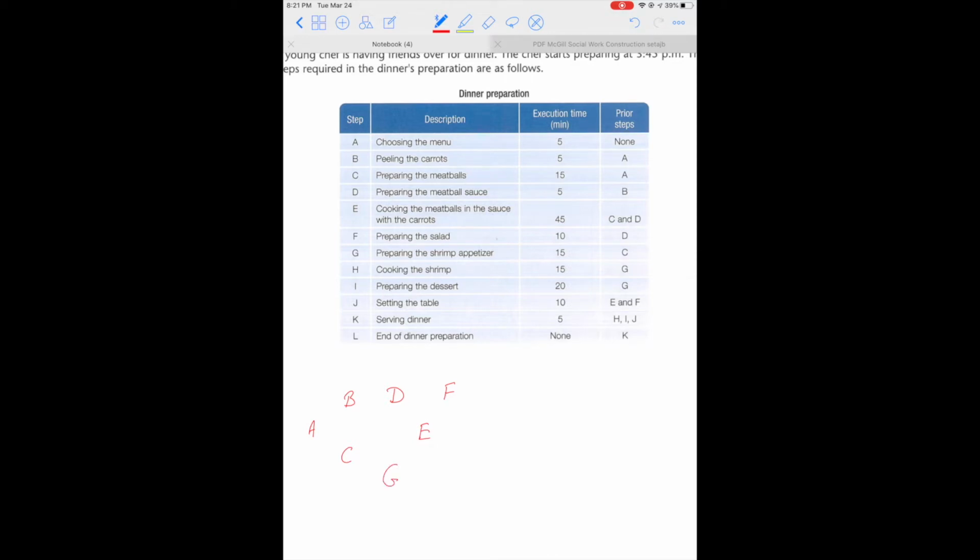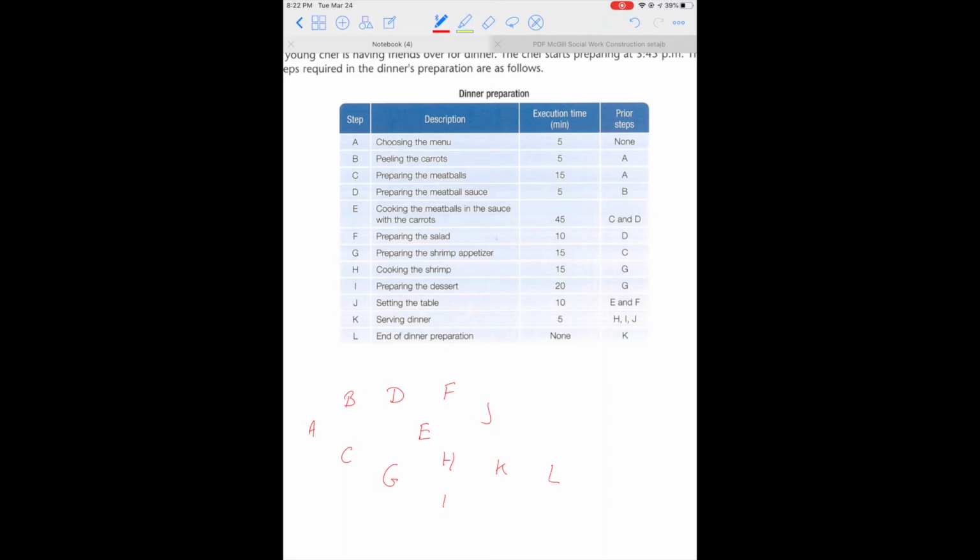Then we have H, which has G as a prior step, but also I has G as a prior step. So I'm going to put the H here and the I here. J has both E and F as a prior step. So I'm going to put J in between the E and the F. Then K has H, I, and J as a prior step. So I'm going to put it in the middle of H, I, and J. And then L has K as a prior step. So something like that. Does it have to be identical to that? No, you can move these things around. You're looking at what's following what.